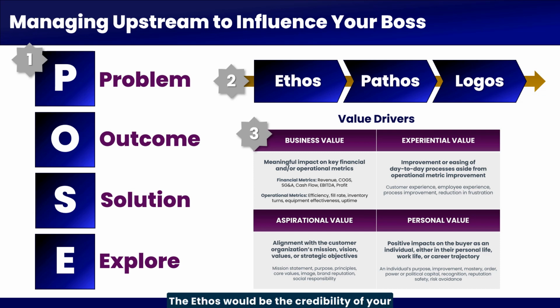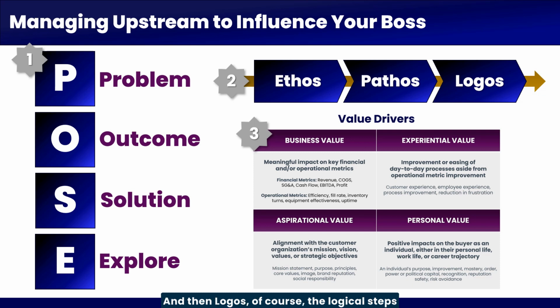Now imagine if you're telling a POSE value story and you weave in ethos, pathos, and logos. The ethos would be the credibility of your understanding of the problem or the outcomes they're looking for, or data and facts and figures you can share to make it more compelling, or the experience and expertise that you display. All can help build credibility. And then pathos, emotion, can be woven into the story about the frustrations or concerns or stress of the problem and the relief and satisfaction and achievement of the outcome.